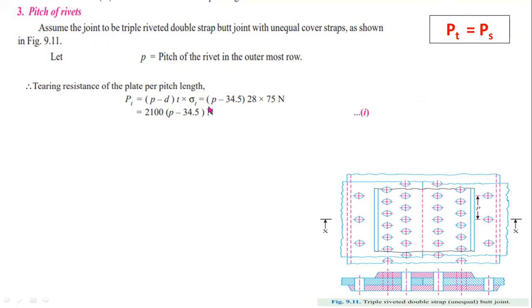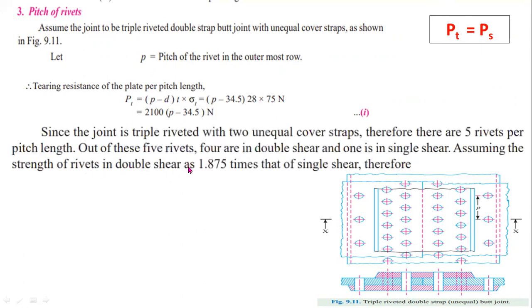Here the value of p is unknown. You have to determine that value. So this is the value of tearing strength. And from this diagram, you can observe the riveted joint is a double strap butt joint. Therefore, 5 rivets per pitch length.